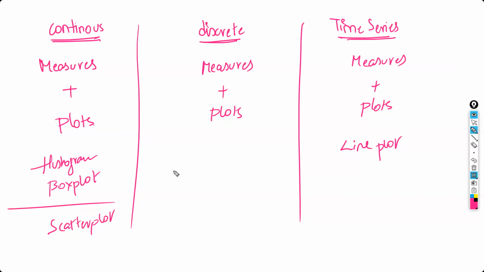So for different types of variables, we have different kinds of plots. The plots used for continuous should not be used for discrete, and the plots used for discrete should not be used for continuous, because the meanings are different. Is the point clear?